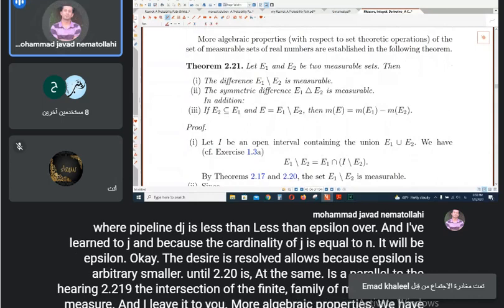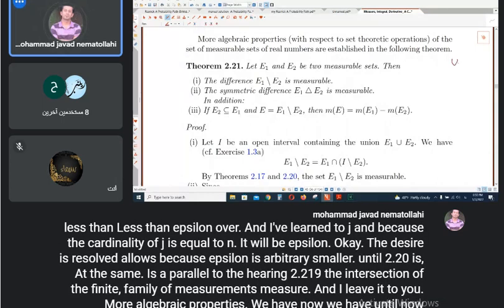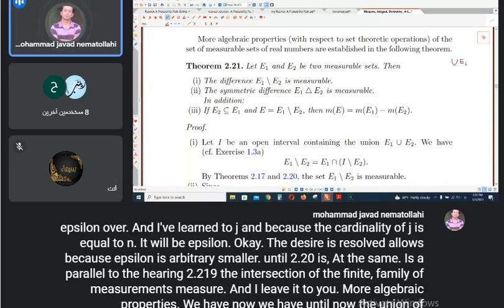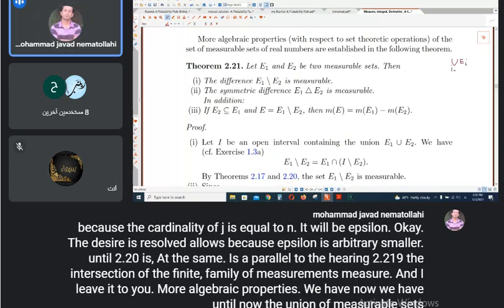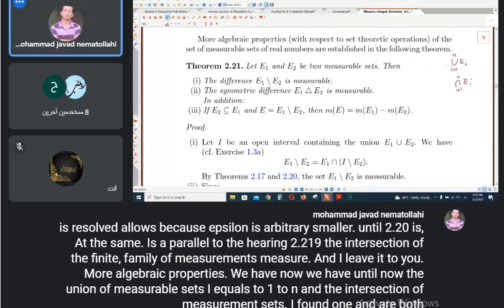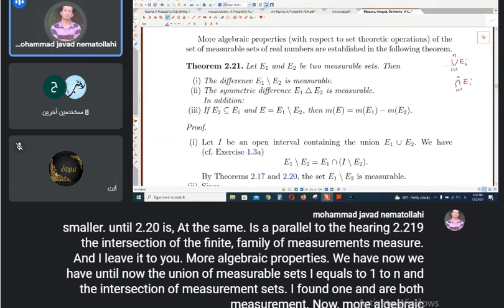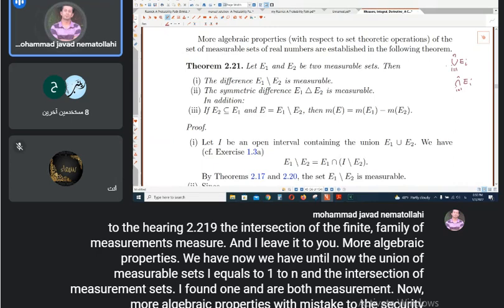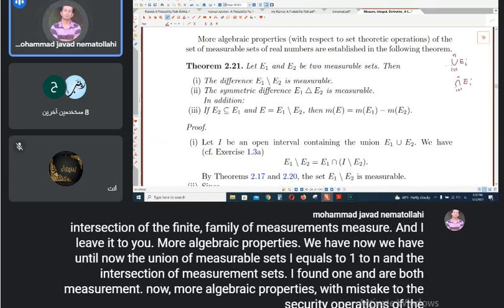Okay, more algebraic properties. Until now, the union of measurable sets Ei, i equals 1 to n, and the intersection of measurable sets Ei from 1 to n are both measurable. Now, more algebraic properties with respect to the set theoretic operations of the set of measurable sets of real numbers are established in the following theorem.